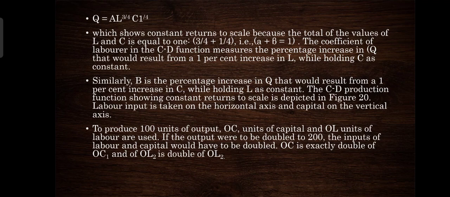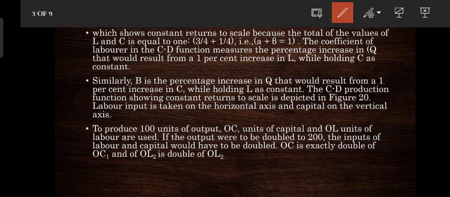Okay, then the coefficient of labor in the Cobb Douglas production function measures the percentage increase in the output that would result from a 1% increase in labor. We can see that here the contribution of labor is 3 by 4. Okay, so this increase is implied by the increase in output. That is, when there is an increase in the coefficient of labor, which is shown as the percentage increase in the output by 1% increase in that labor, we are holding at the same time capital as constant.